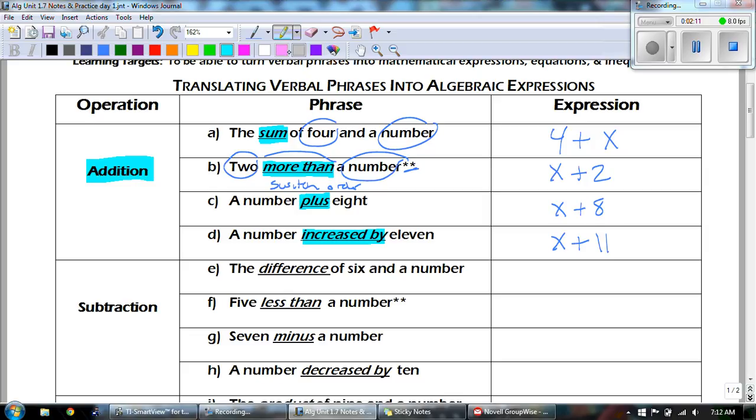Now we're going to move down to subtraction. First one we have is difference. Difference is telling us to subtract. So the difference between 6, which comes first, and a number. Then 5 less than a number. Less than is another one where we need to switch the order, so the number comes first, then we're subtracting, and then the 5.